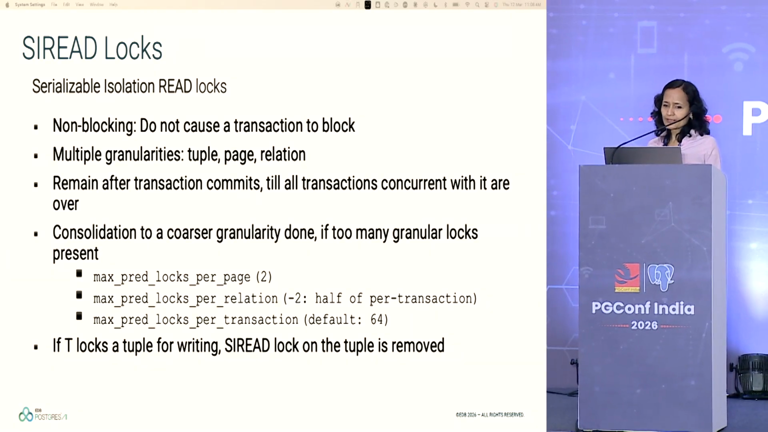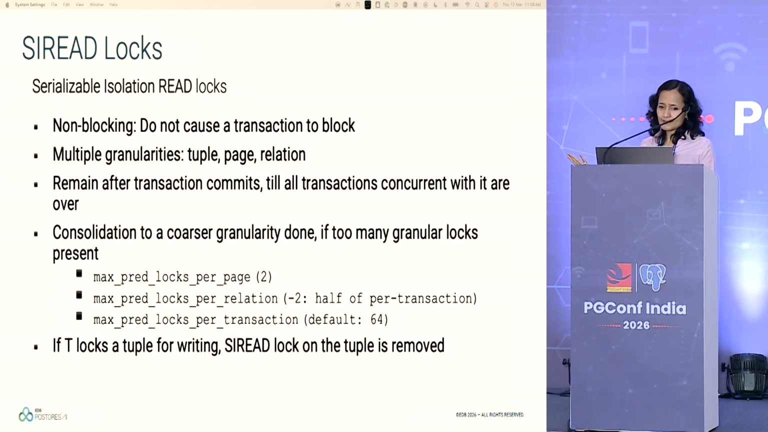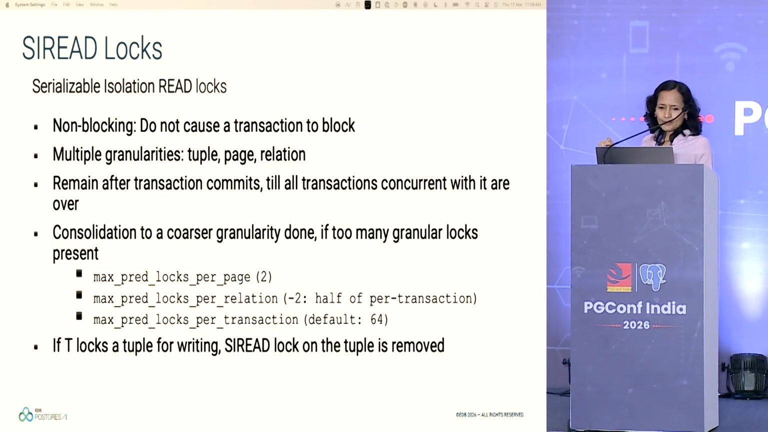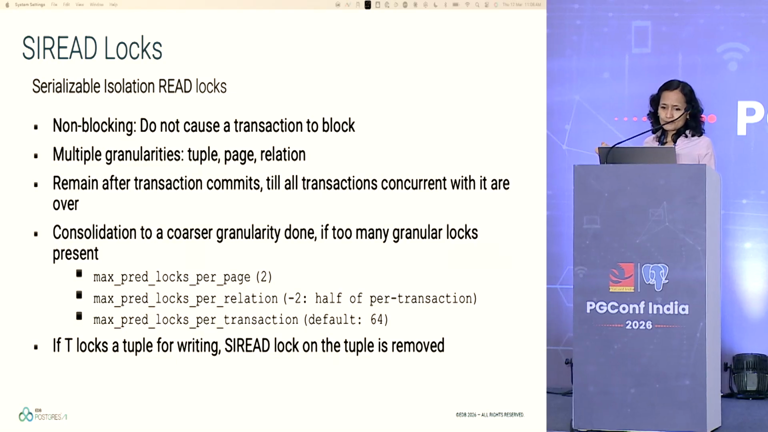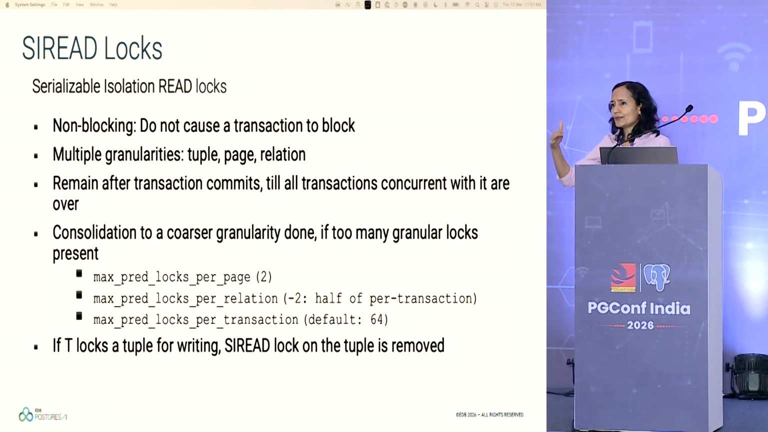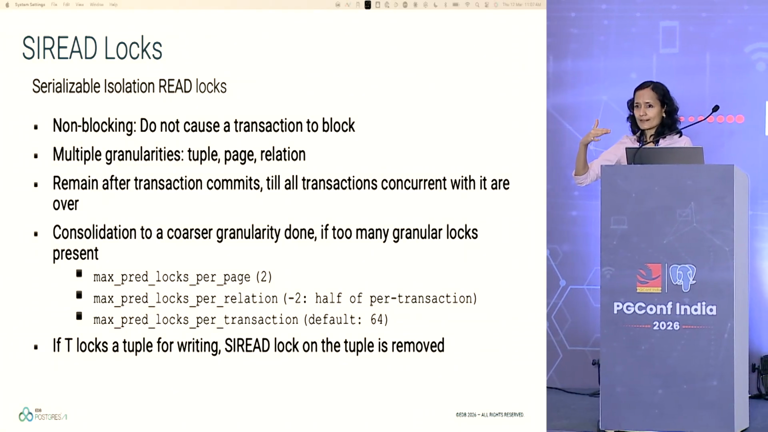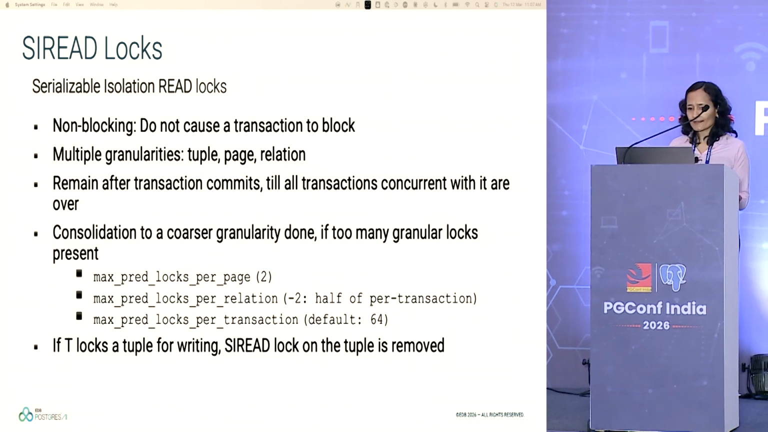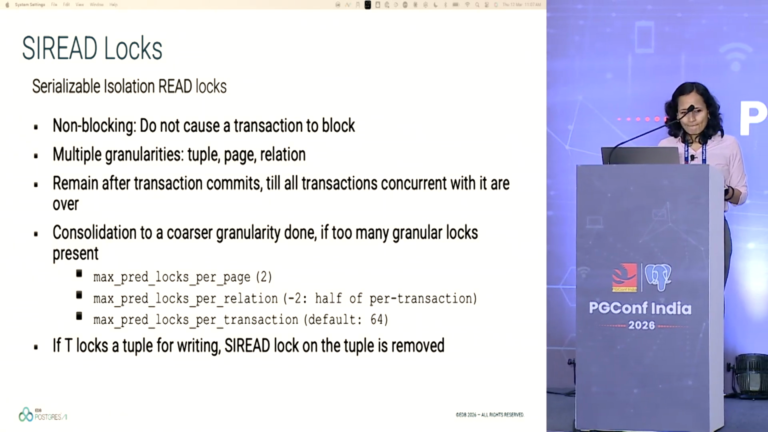Consolidation to a coarser granularity is done with the help of these GUCs, like max predicate locks per page, max predicate locks per relation, and per transaction. If T locks a tuple for writing, like if a transaction modifies the same row that it is reading, the lock on the tuple is removed, the SI read lock goes away.